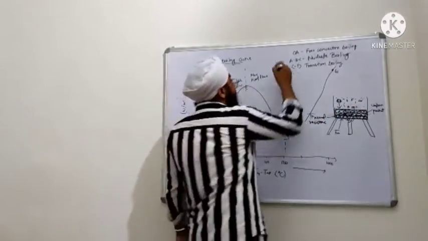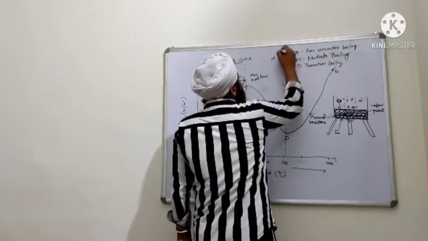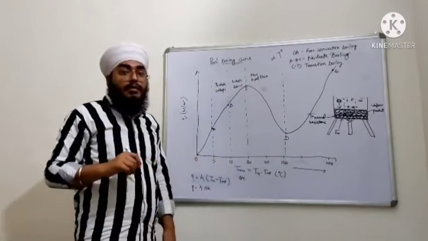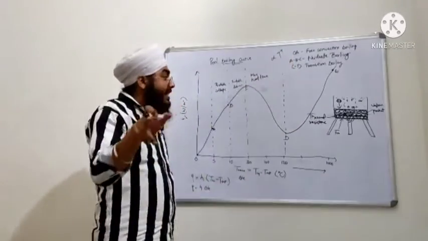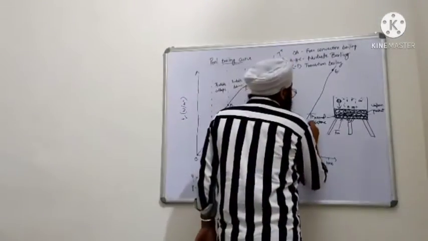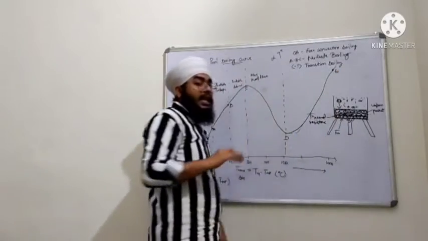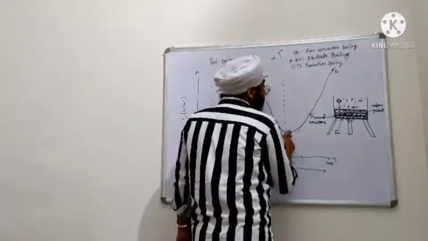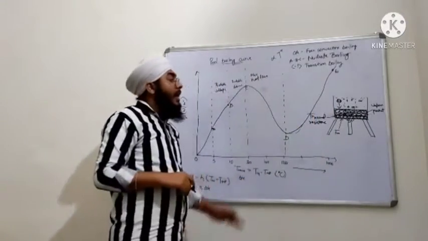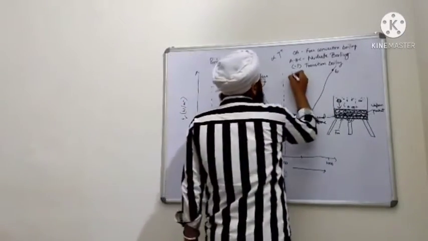And as we know, in radiation, the heat is proportional to T raised to the power 4, temperature raised to the power 4. So that is the reason that this curve is going readily upwards. So this is how the curve from D to E is behaving, and the D to E curve is called film boiling.